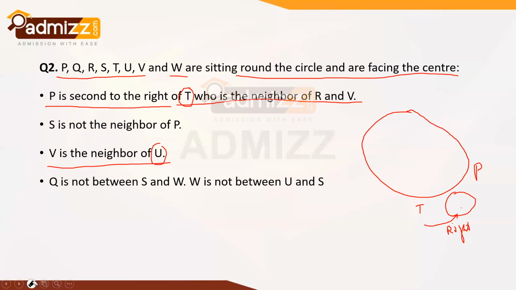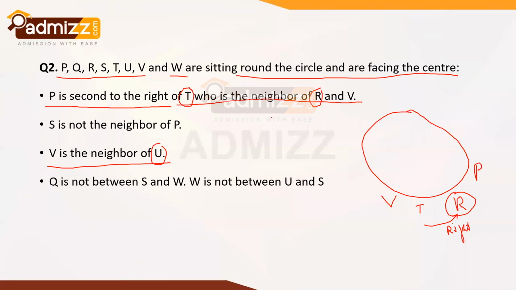So what that means is that V must be towards the other side of T, right? Towards the left of T. And so since R is another neighbor of T, R must be right here, right? Is everyone clear on this? All right, so everyone is following, right?